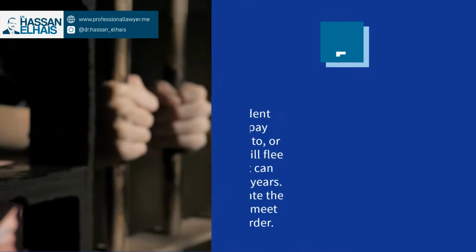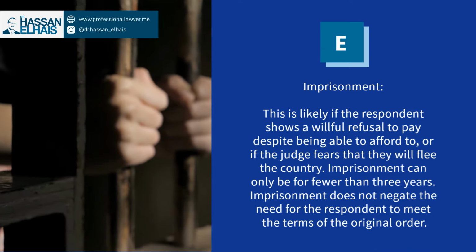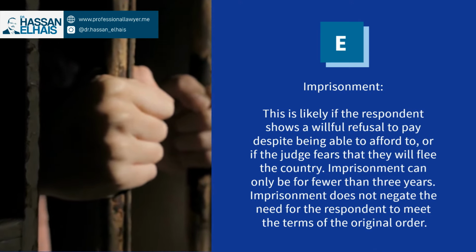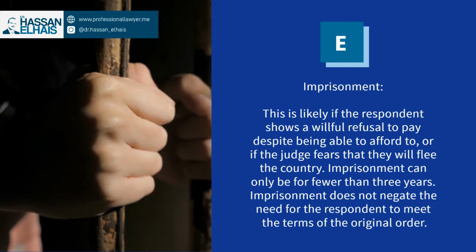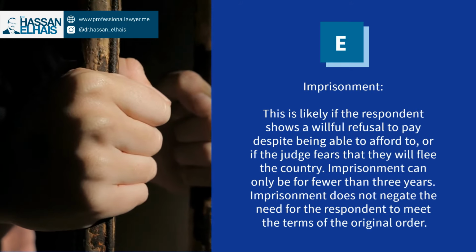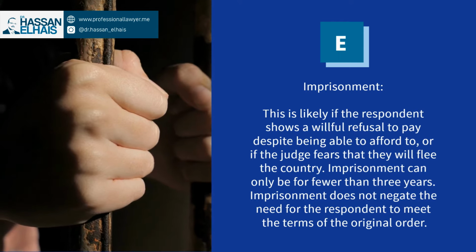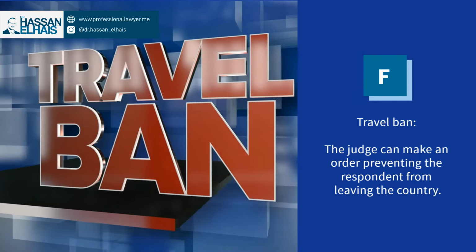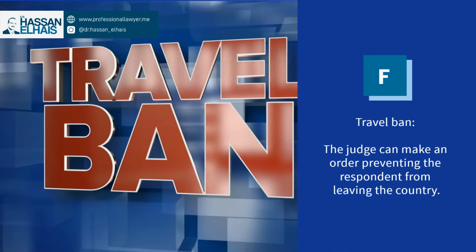E. Imprisonment. This is likely if the respondent shows a willful refusal to pay despite being able to afford to, or if the judge fears that they will flee the country. Imprisonment can only be for fewer than 3 years. Imprisonment does not negate the need for the respondent to meet the terms of the original order. F. Travel ban. The judge can make an order preventing the respondent from leaving the country.